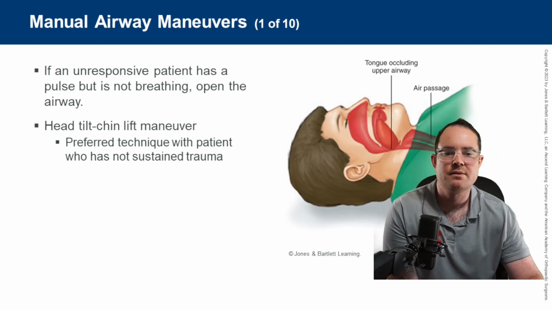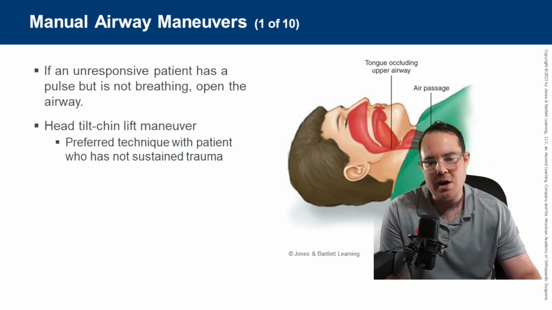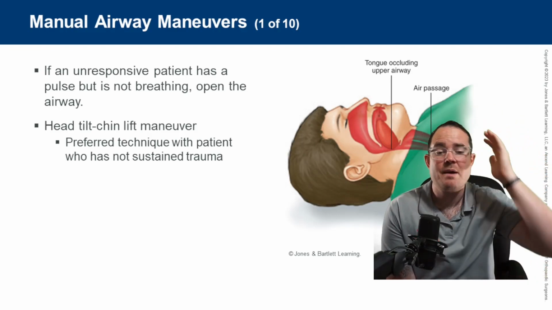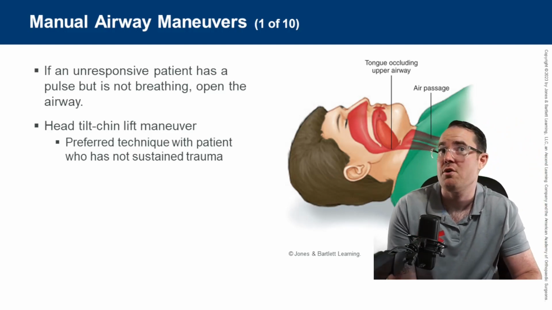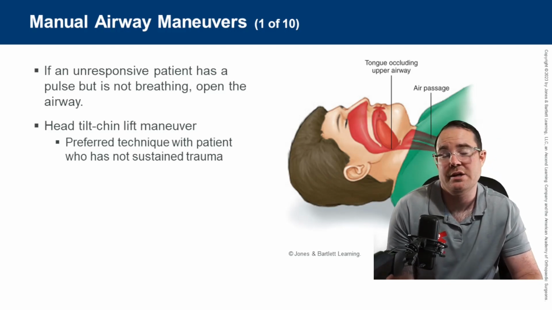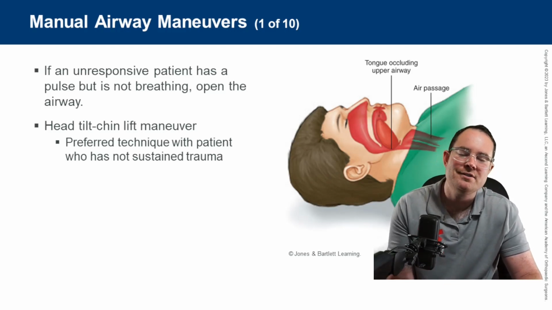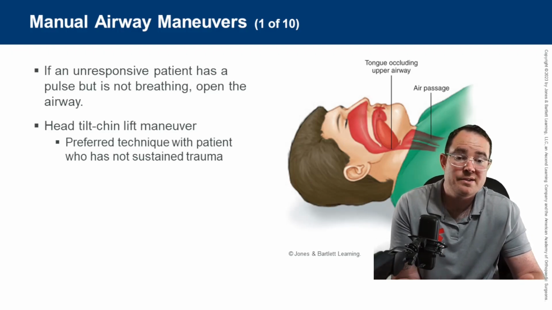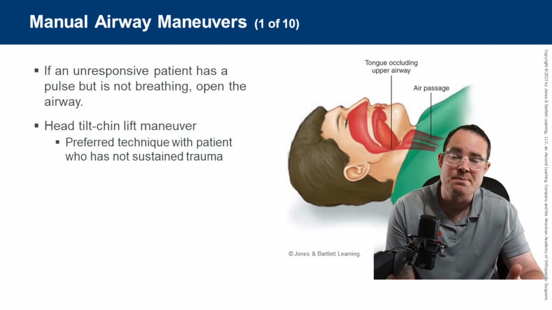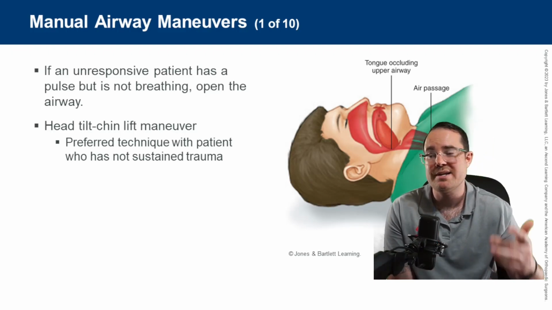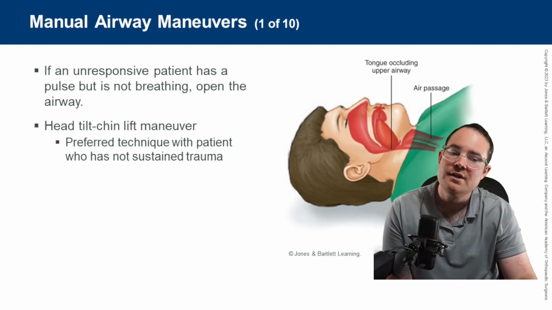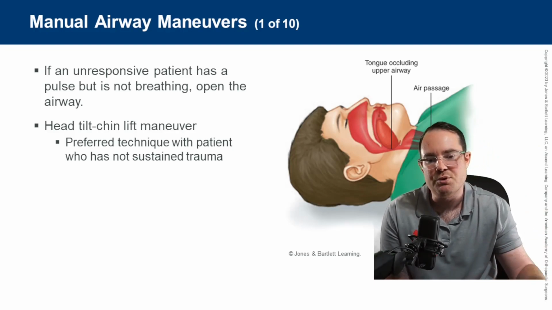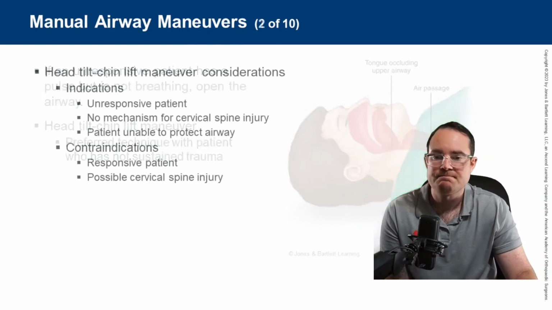Now, one thing about this technique is exactly what it says here: preferred technique with patients who have not sustained trauma. So, with that being said, do we know that this patient is unresponsive because it's not traumatic? If your answer is no, I have no idea why this person's unconscious, it's better to play it safe and do not perform the head tilt. If you're suspecting that it's a possible traumatic injury, maybe you might see a little bit of blood or a black eye or there's a bump or a hematoma on the patient's head, just play it safe and move on to a modified jaw thrust.